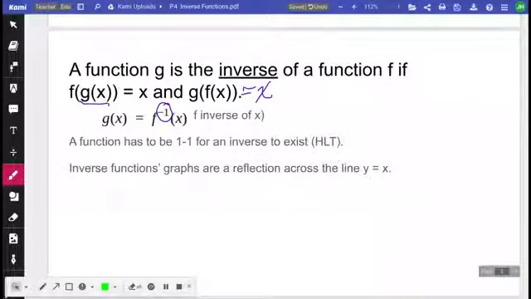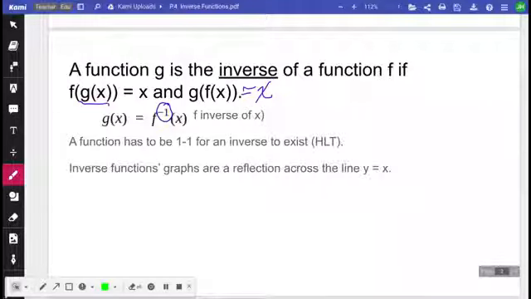Okay, so a function has to be 1-to-1 for an inverse to exist. We talked about 1-to-1 and onto last section. In order for an inverse to exist, it has to be 1-to-1. In order for it to be a function, it has to be onto. These will be functions that we are dealing with. We won't be dealing with something that's not a function for this section, so we really only have to worry about 1-to-1.